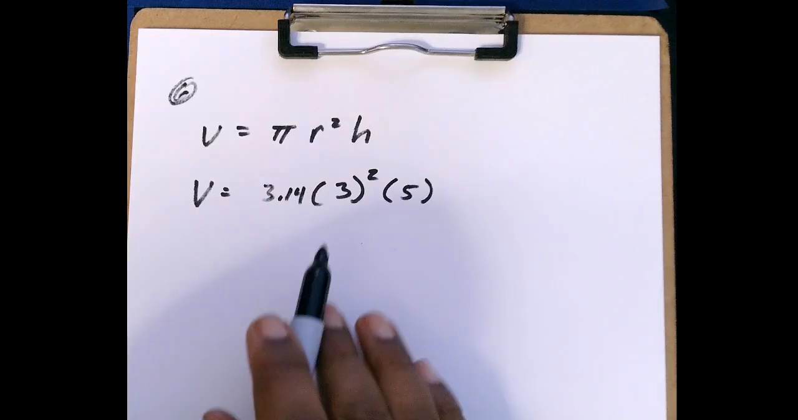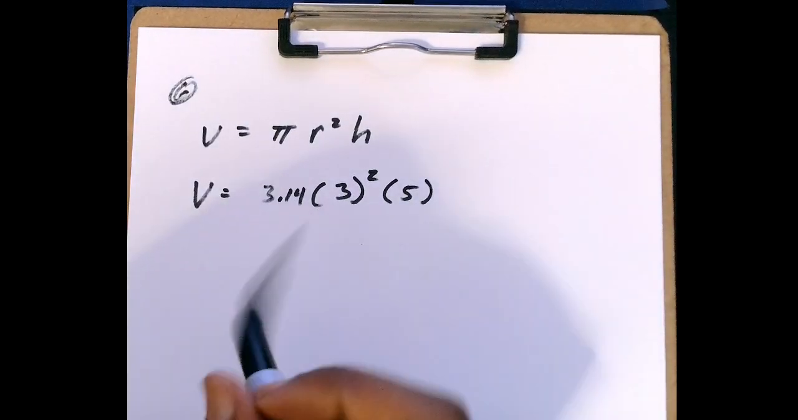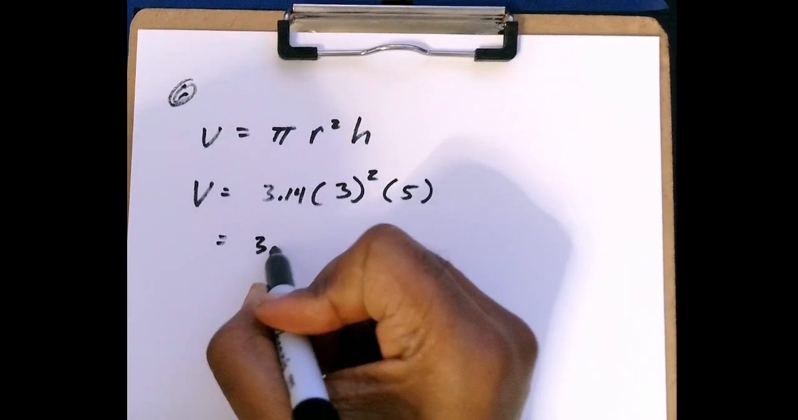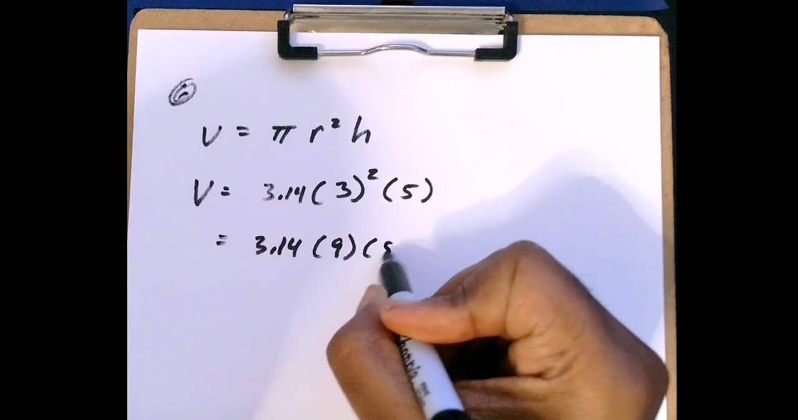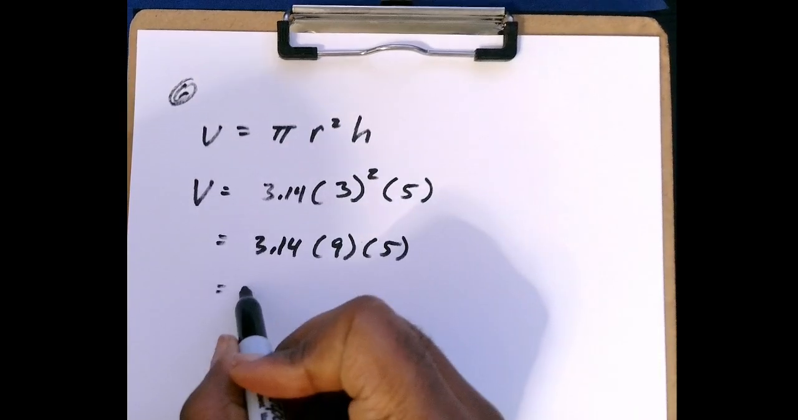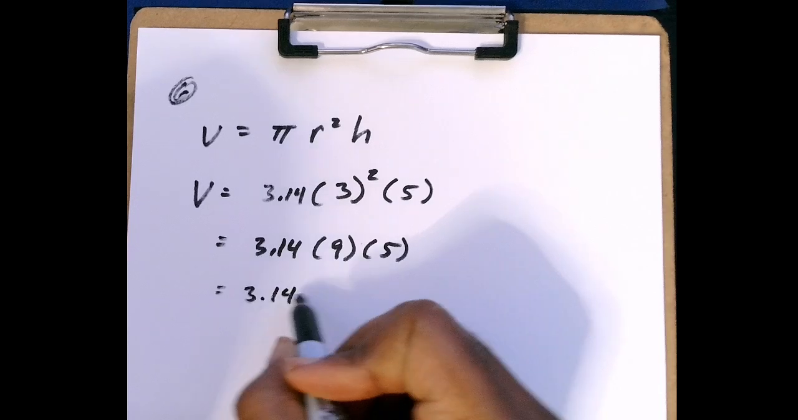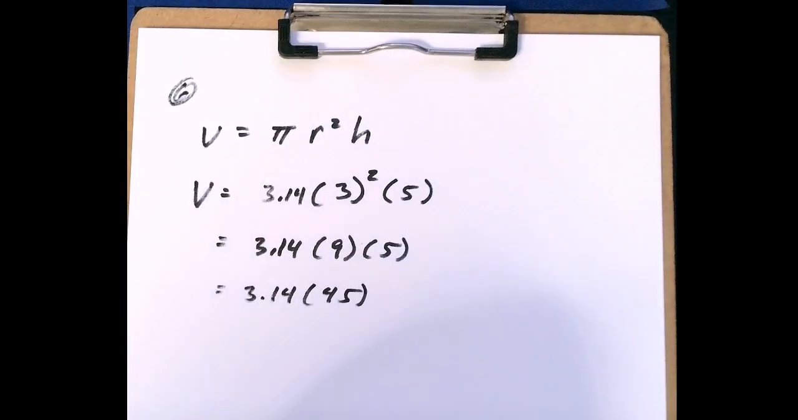Okay. Now, we'll start here with the powers first, exponentials first, and that'll be 3 times 3, which is 9. So this will give us 3.14 times a 9 and then times a 5. Then I'll multiply my 9 and my 5. That will give me 45. And now I need to multiply by 3.14 times 45. I'm going to pull out my calculator here and see what I get.